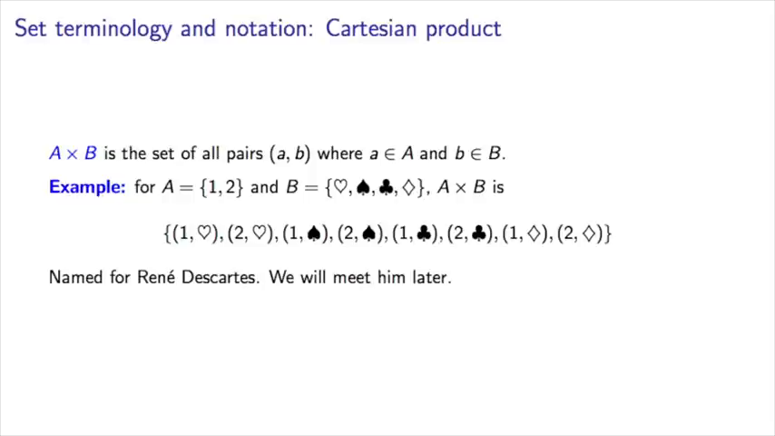Now I introduce the Cartesian product. Given sets A and B, the Cartesian product of A and B is the set of all pairs (a, b), where little a belongs to big A and little b belongs to big B. So here's an example. We can take the Cartesian product of the set consisting of 1, 2, and the set consisting of hearts, spades, clubs, and diamonds. The Cartesian product is the set of all these pairs. This is named for Descartes, and we'll see him later on in the course.